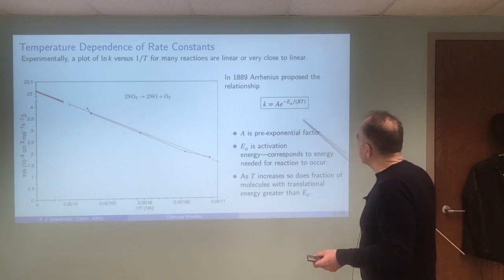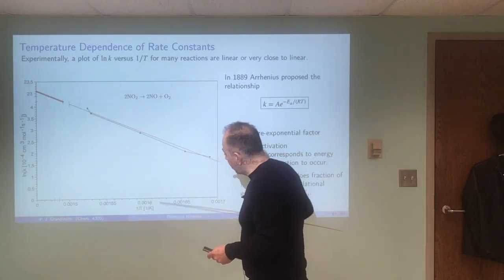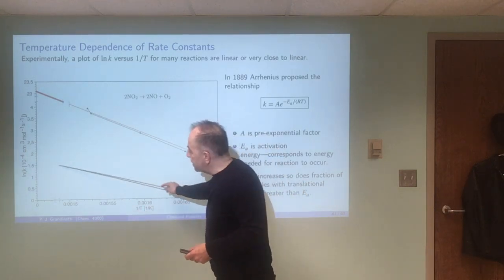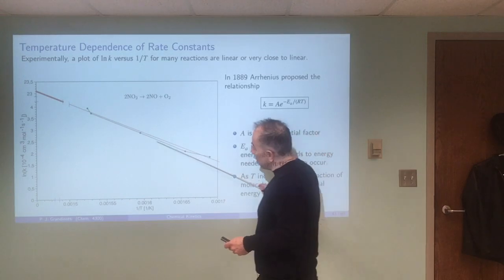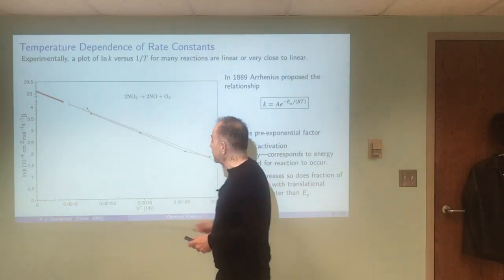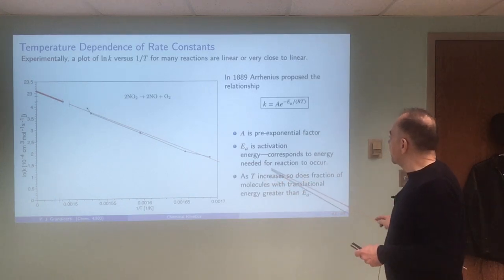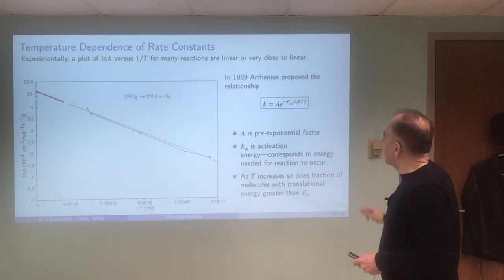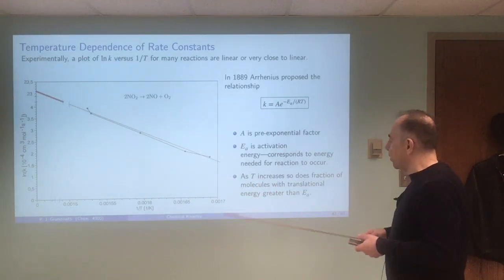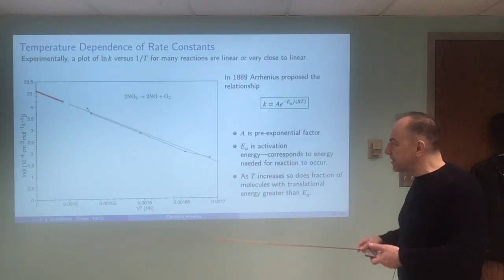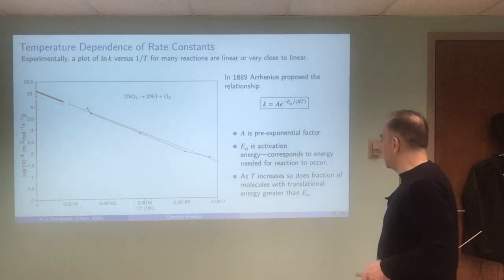And he expressed that with this equation here. Now don't forget that this is a 1 over temperature plot. So this is the high temperatures over here. These are the low temperatures. And so the rate constant is increasing as we increase the temperature. So this activation energy is what he assigned to the energy that's needed for the reaction to occur. It's a barrier that prevents the reactants from getting over to the products.